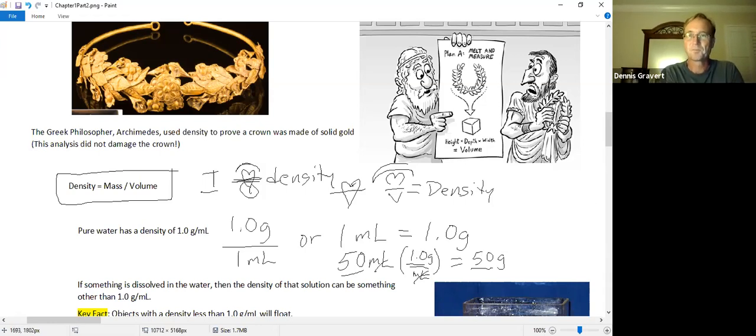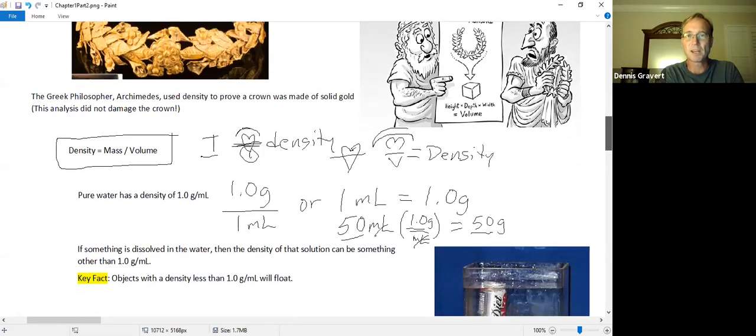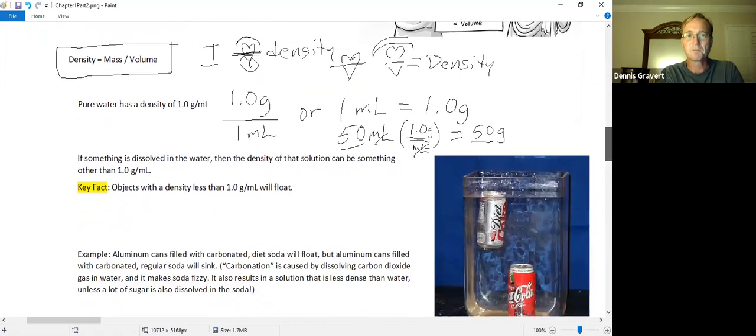Cool. Oh, neat little point about density. You dissolve something in it, that changes the density of it. And if the density of an object, liquid, solid, or gas, is less than 1 gram per milliliter, that means it'll float. So if you get a full, unopened can of Diet Coke and an unopened can of regular Coke, throw them in a bucket of water, the Diet Coke will float.